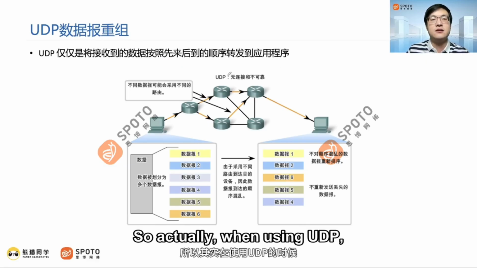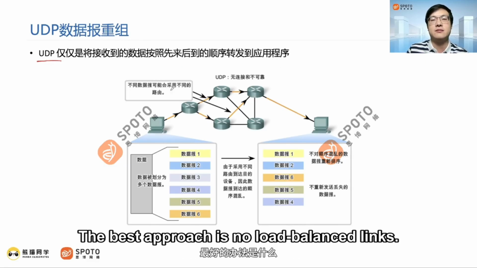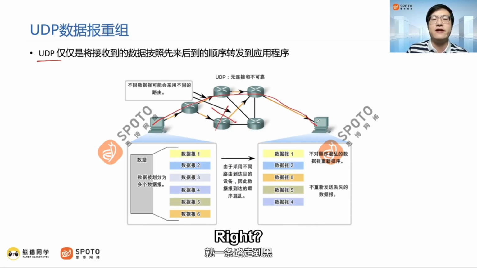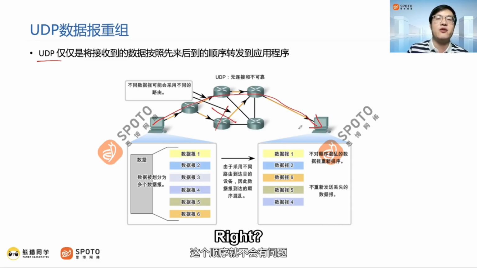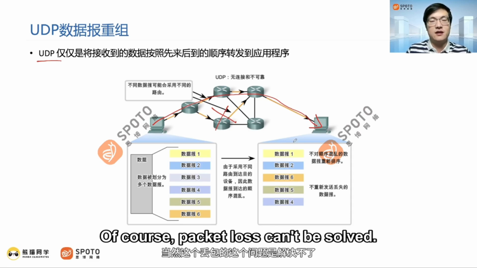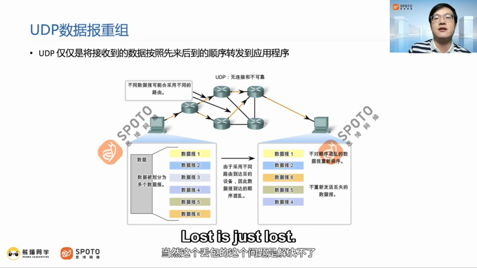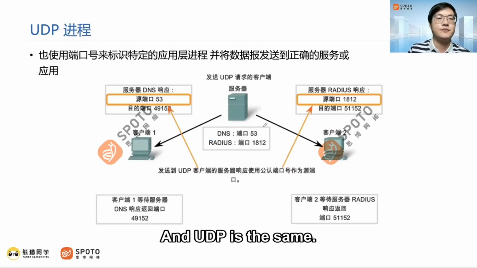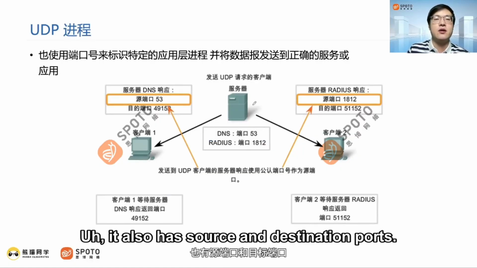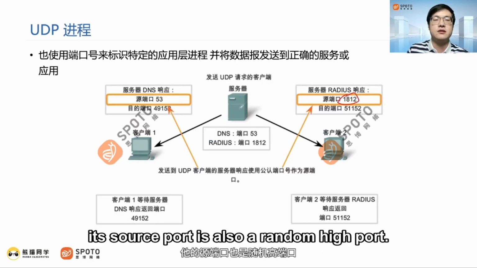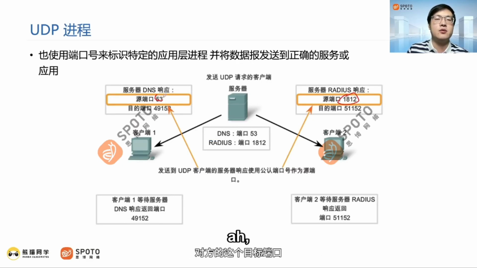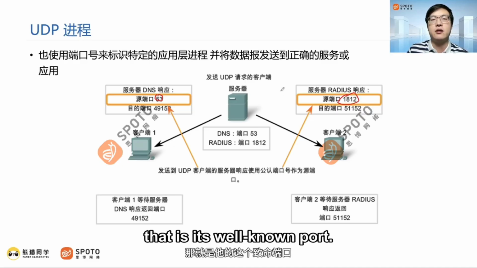So actually, when using UDP, what's the best approach? The best approach is no load-balanced links. Just take one path, right? Then what I send first, the other side receives first. Otherwise the order won't be right. Of course, packet loss can't be solved. Lost is just lost. And UDP is the same in that it also has source and destination ports. On the initiator, its source port is also a random high port. The destination port is its well-known port. Okay.